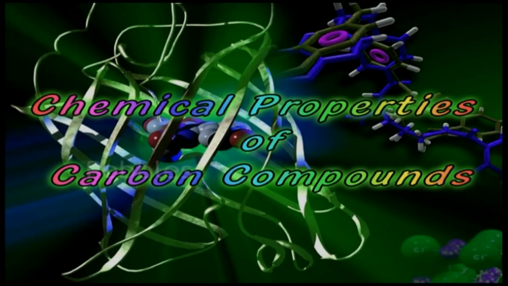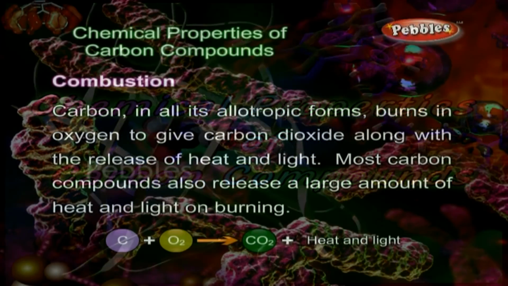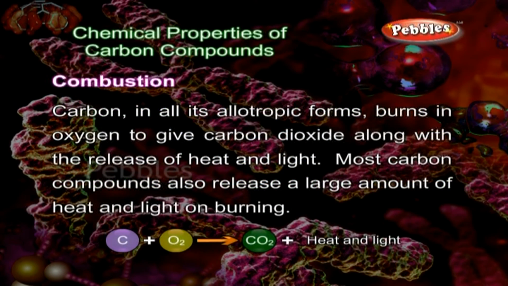Chemical properties of carbon compounds. Combustion. Carbon in all its allotropic forms burns in oxygen to give carbon dioxide along with the release of heat and light. Most carbon compounds also release a large amount of heat and light on burning. C plus O2 gives CO2 plus heat and light.